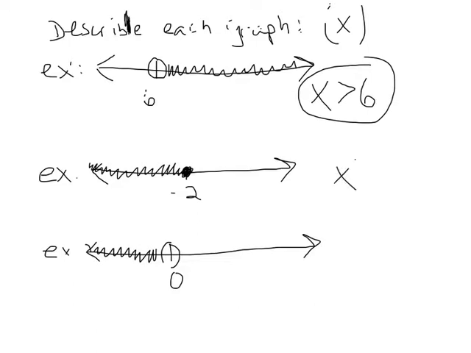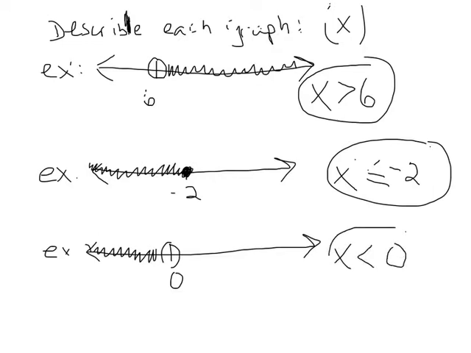On this one, it's everything to the left of -2, but it's also including -2 because of the closed circle. So we're going to say x is less than or equal to -2. And here we will say it is everything to the left of 0. So we will say x is less than 0, but not including 0.